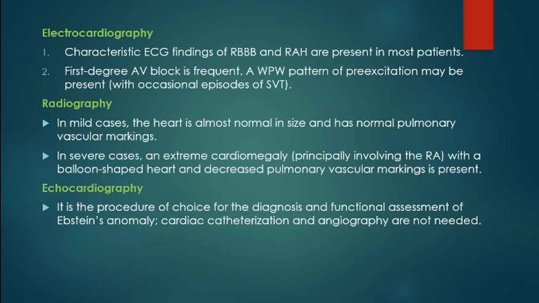Chest X-ray may not show changes in mild cases. However, in severe cases, there is extreme cardiomegaly due to a hugely dilated right atrium, and in such cases, usually there are decreased pulmonary vascular markings. Echocardiography is the procedure of choice for the diagnosis and assessment of Ebstein anomaly. Cardiac catheterization is not needed.